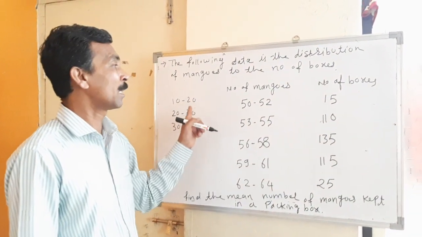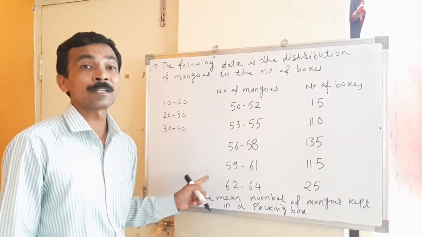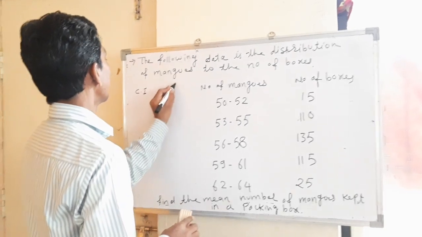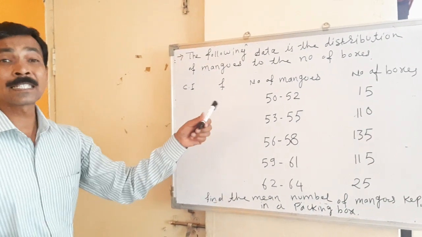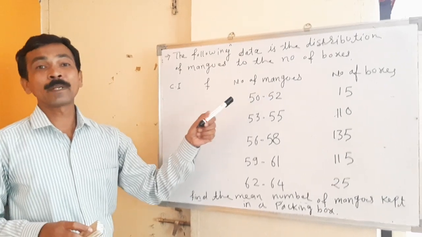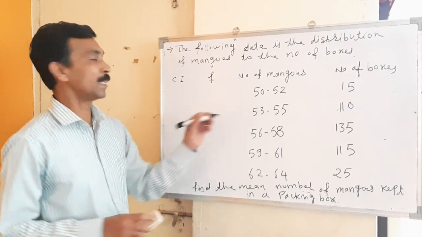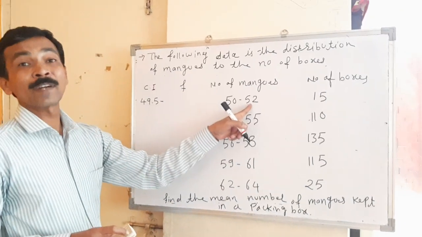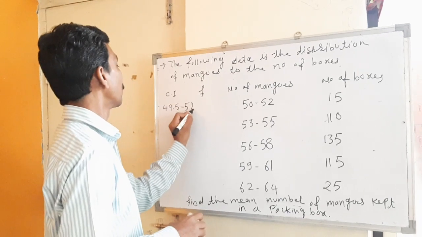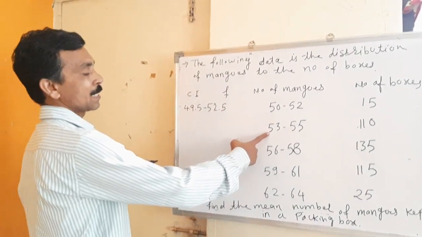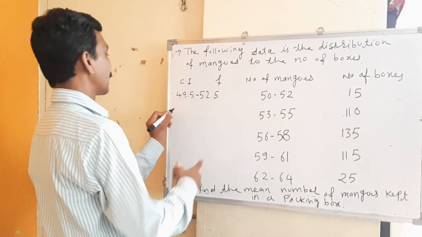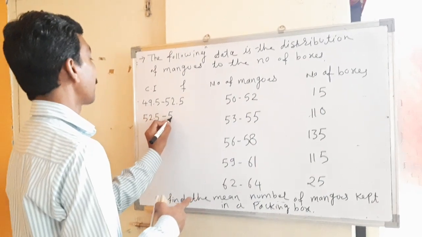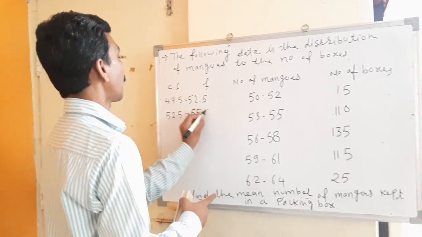Now I will write the table, and I will write the continuous class interval. I will write here: this is class interval, these are the frequencies. Now, as I said, it is not a continuous class interval, so we have to make it continuous. Subtract 0.5 from 50, we get 49.5. We add 0.5 to the upper limit, it becomes 52.5. Now the second class interval: subtract 0.5 from 53, it becomes 52.5, and because we add 0.5 to the upper limit, it becomes 55.5.